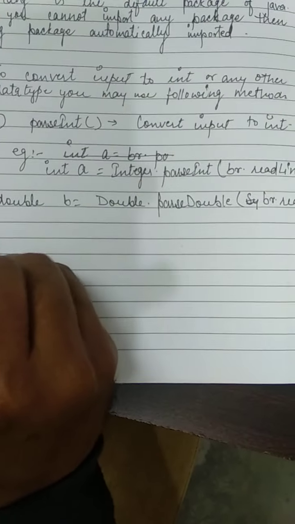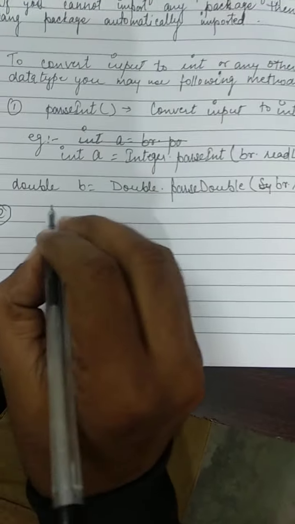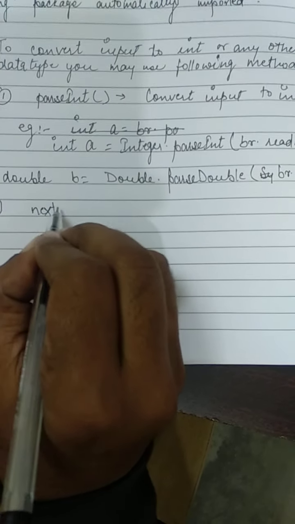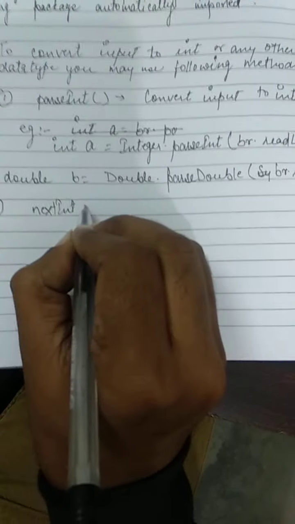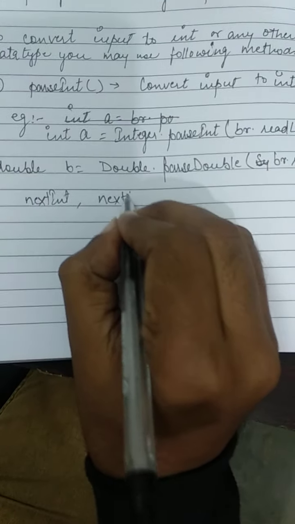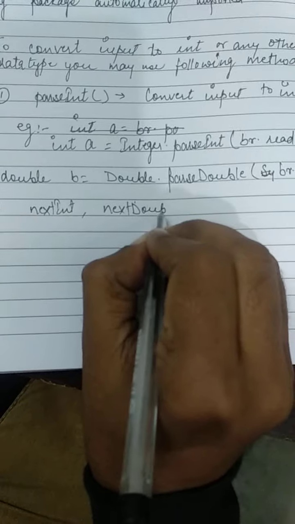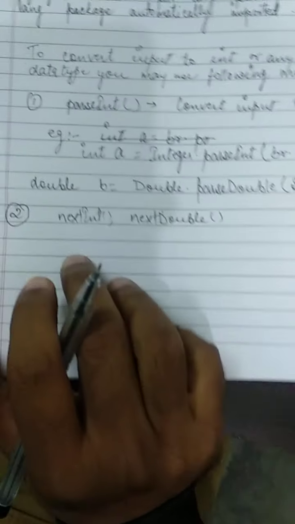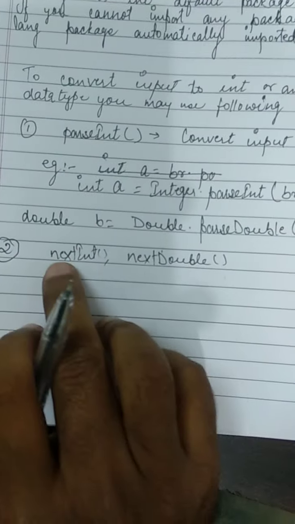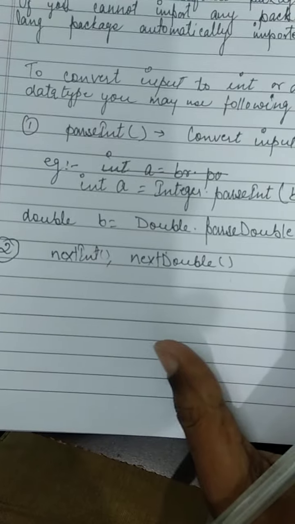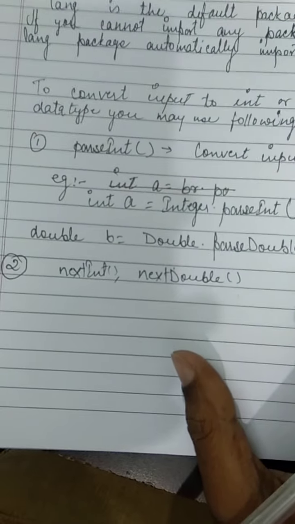The second one, the scanner method. With the scanner method we use methods called nextInt, nextDouble, like this. Okay, so what is the use of this? Similarly to parse int, these methods are used to convert the input into integer and double respectively.